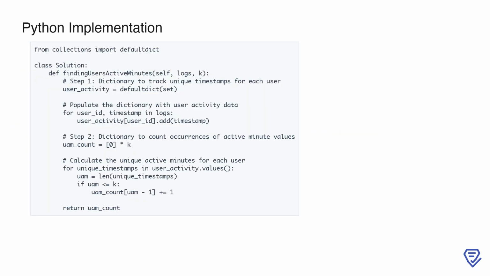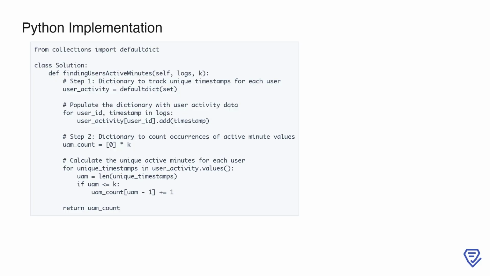The solution involves finding the unique active minutes, UAM, for each user and counting the frequency of those UAM values. We first initialize a defaultdict where each user ID maps to a set of timestamps. This set ensures that only unique timestamps are stored for each user. Next, we iterate over the logs and populate this dictionary with user activity data. After gathering the unique timestamps for all users, we calculate the UAM for each user by determining the size of their corresponding set of timestamps.